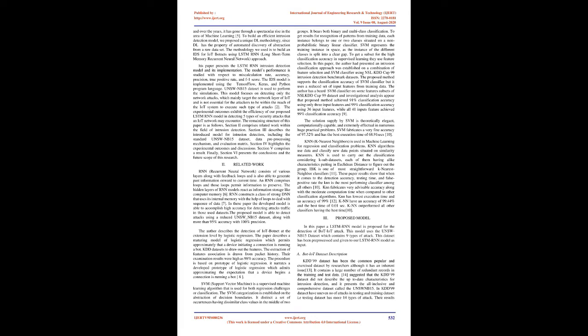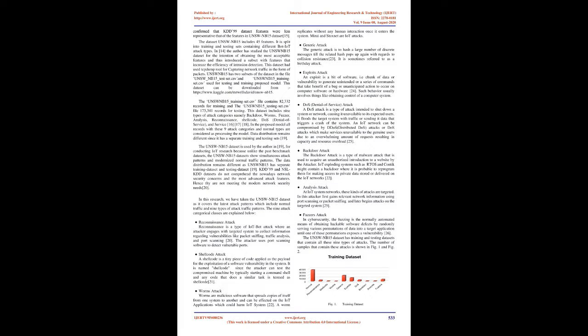To get a subset for high classification accuracy in supervised learning, they use feature selection. In this paper, the author presented an intrusion classification approach established on a combination of feature selection and SVM classifier using NSL-KDD CUP99 intrusion detection benchmark datasets. The proposed method supports the classification accuracy of the SVM classifier while using a reduced set of input features from training data. The author applied the SVM classifier on some feature subsets of the NSL-KDD CUP99 dataset, and experimental analysis shows that the proposed method achieved 91% classification accuracy using only 3 input features and 99% classification accuracy using 36 input features, while all 41 input features achieved 99% classification accuracy.